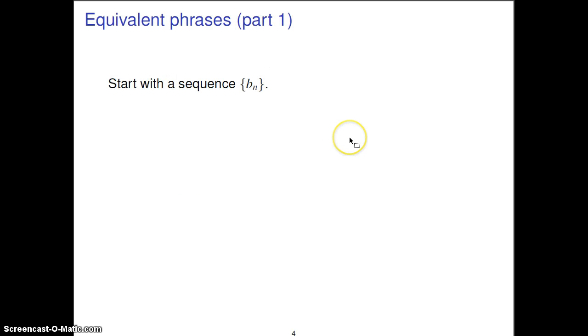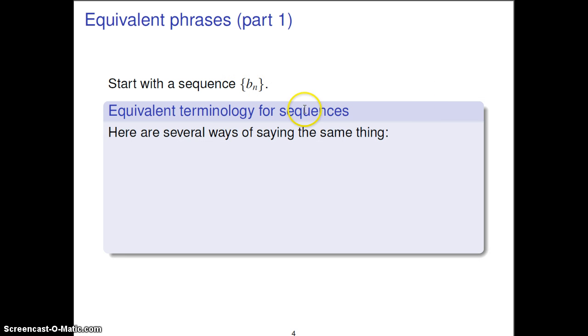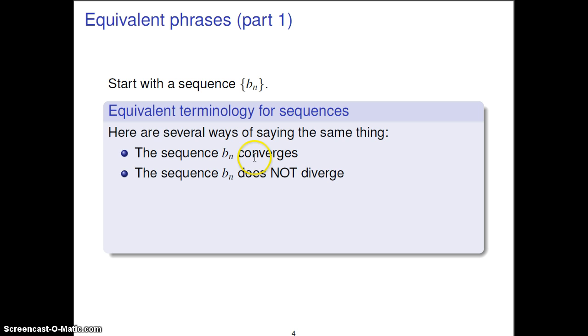So one piece of confusion, I think, is that there are different phrases which we'll use which really mean the same thing. So let's start with a sequence. Instead of a sub n, I called it b sub n here, just to get you used to more notation. And here are several ways of saying the same thing. You could say that the sequence Bn converges. Well, that's saying the same thing as the sequence Bn does not diverge, because converge and diverge are simply opposites of each other.